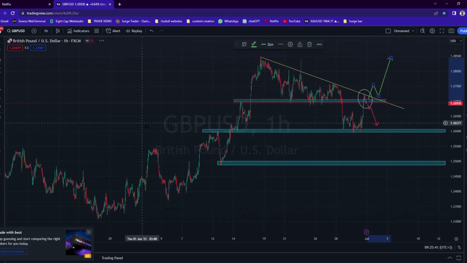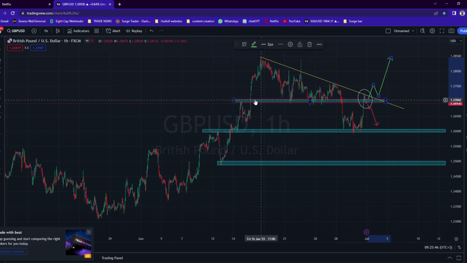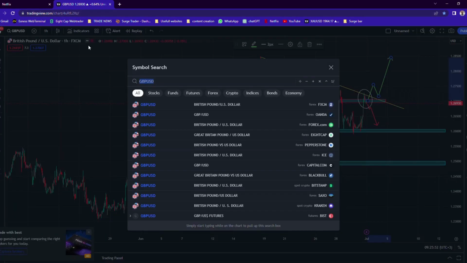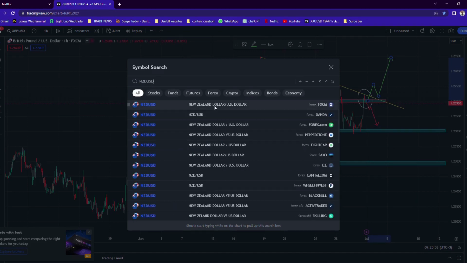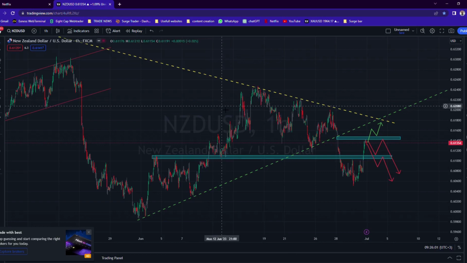Okay, but still GBP has already broken the supports right here, so we are more probably expecting a move to the downside, but we'll be waiting for the confirmations. So let's see New Zealand USD. This is New Zealand USD.